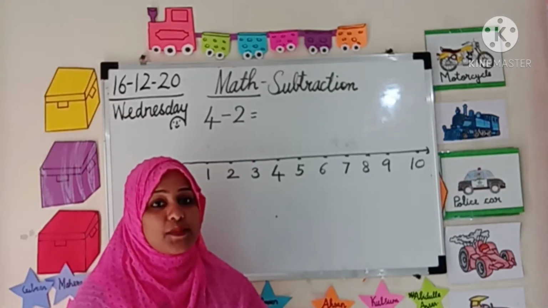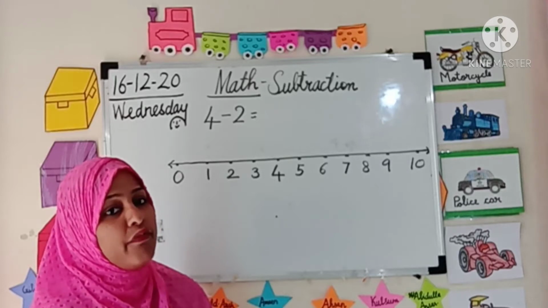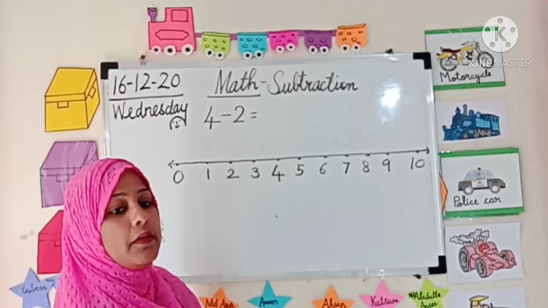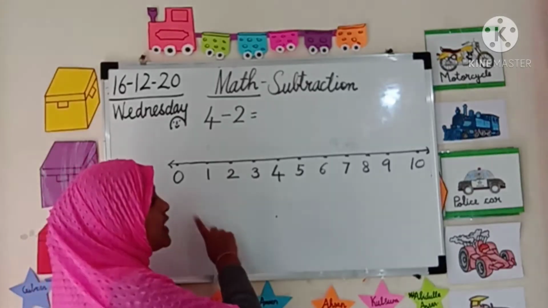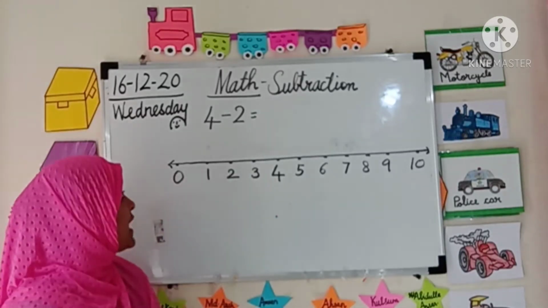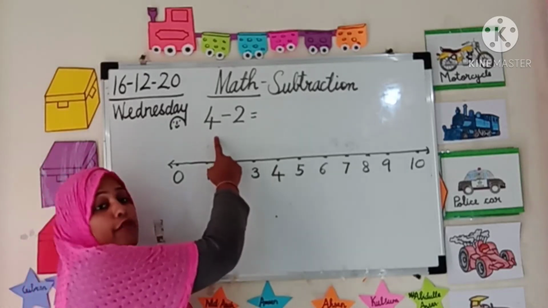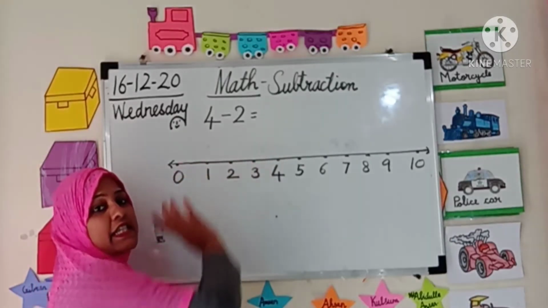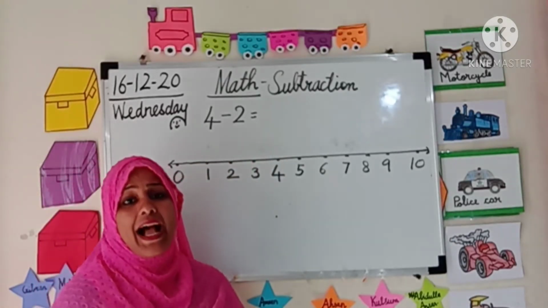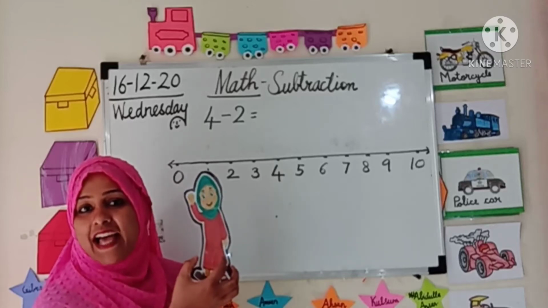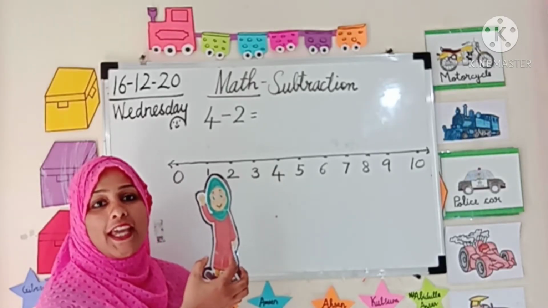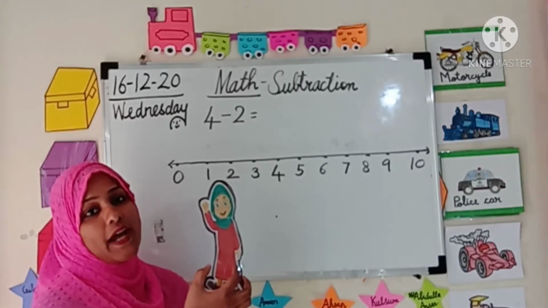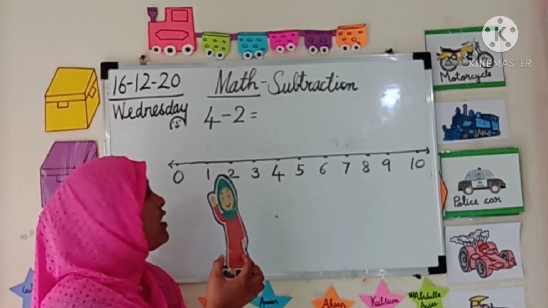Now I am going to explain it to you with the help of a puppet over here. Here on this number line, you can see numbers 0 to 10. The sum that I have written over here is 4 minus 2. What is the sum? 4 minus 2. So, I have our friend Sarah over here. She is going to jump and show you all how this subtraction is done on the number line.